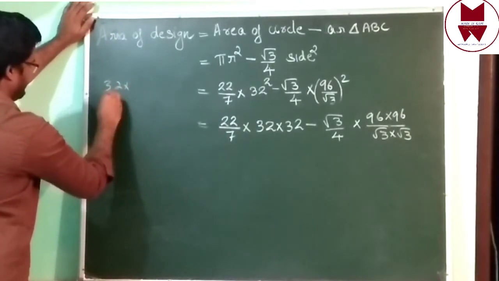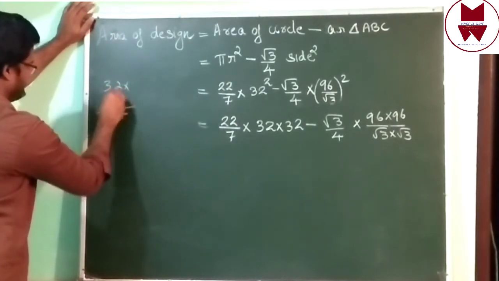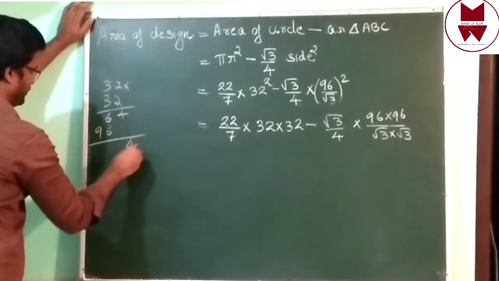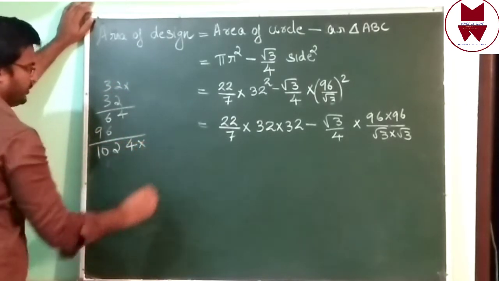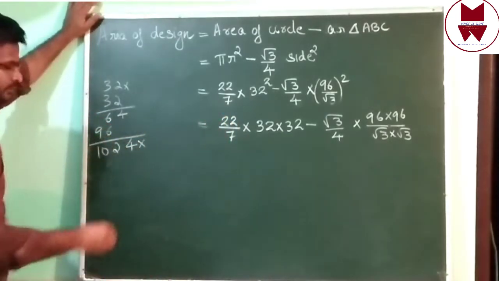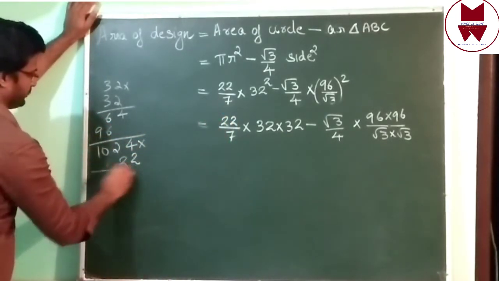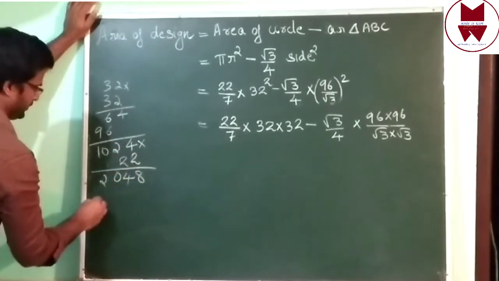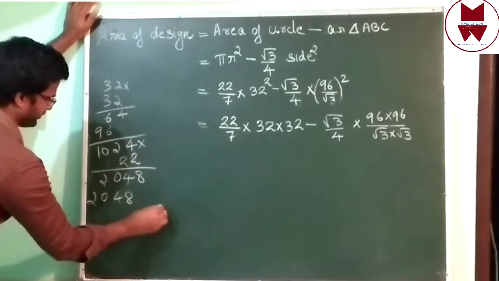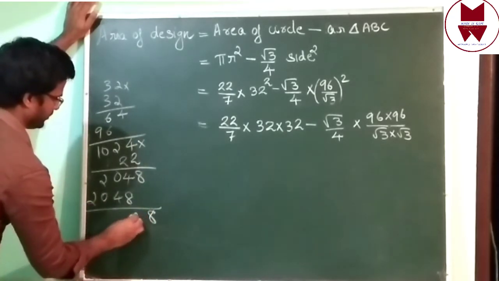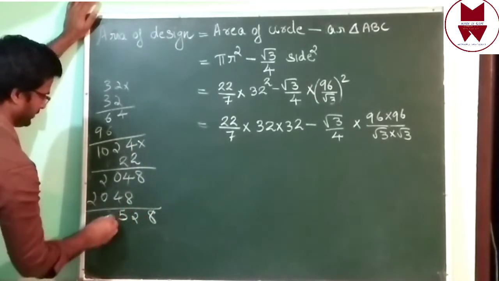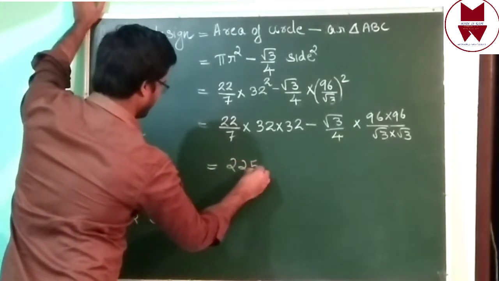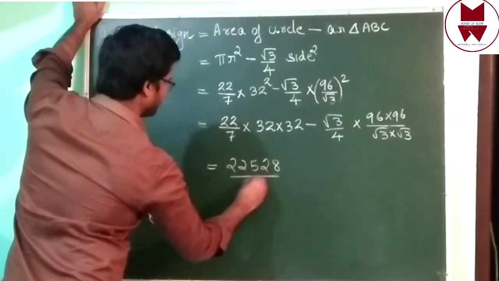32 into 32: 4, 6, 9, 4, 12, 10, then again one more number, 22 into 22. 8, 4, 0, 2, then again 2, 0, 4, 8. 8, 12, 5, 2, so 22528 divided by 7.